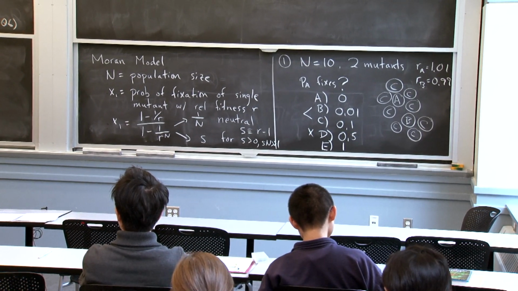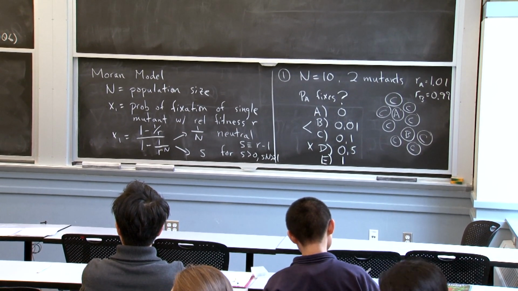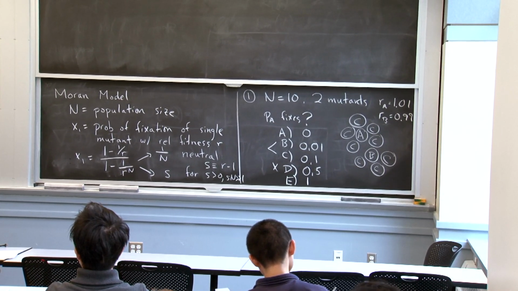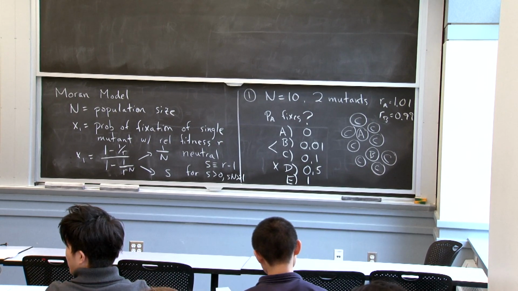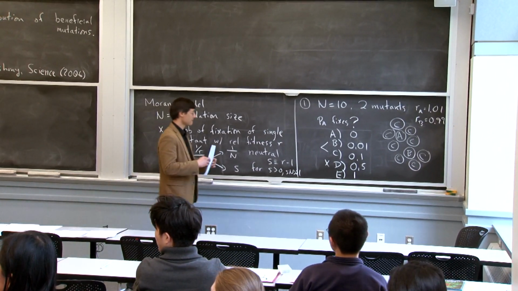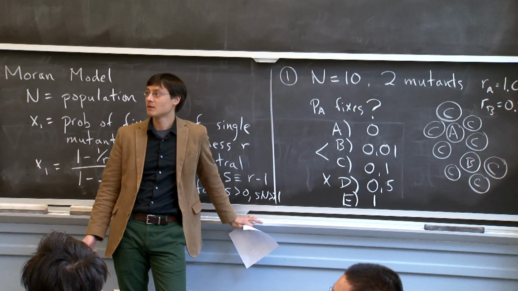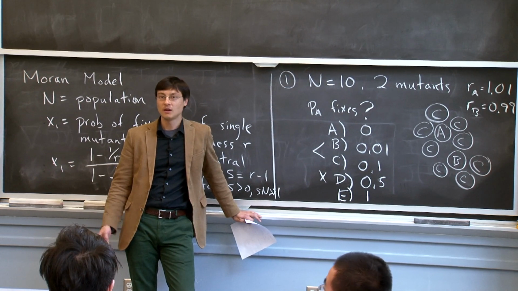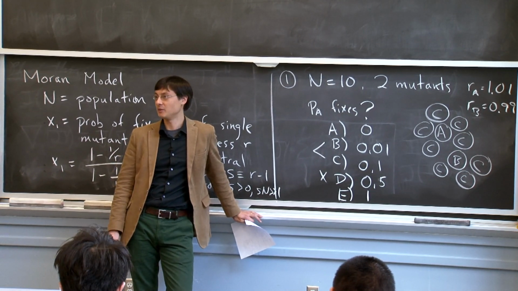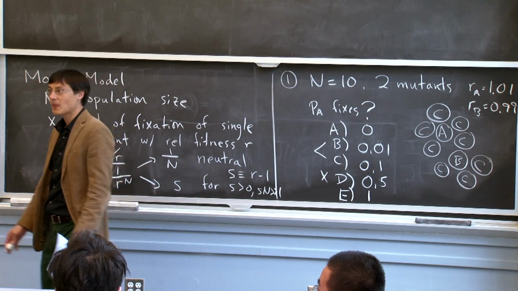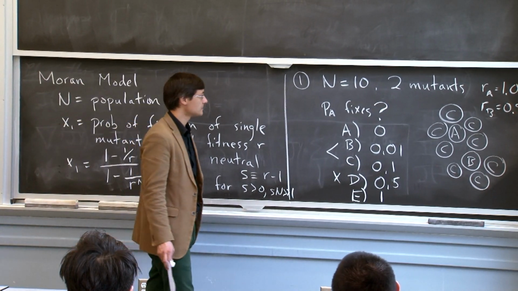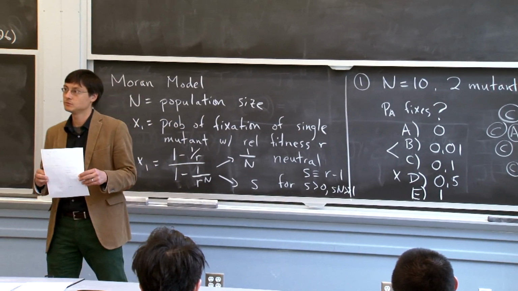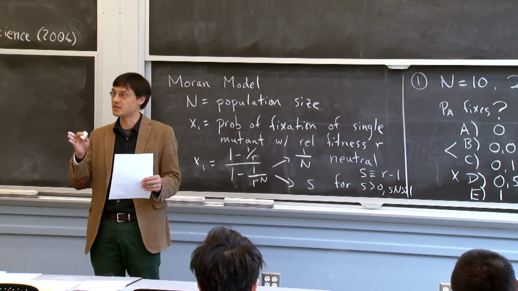Between B and C, how can we think about this? Tell us once again what your neighbor said. My neighbor made the correct decision to think about it intuitively instead of trying to get through all the math. Always good to think about things intuitively. A is very slightly beneficial, so it's just a little bit more likely to fix than a neutral mutation. How can we quantify this statement?